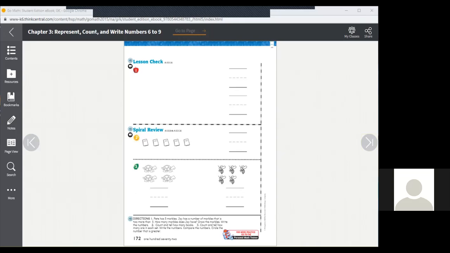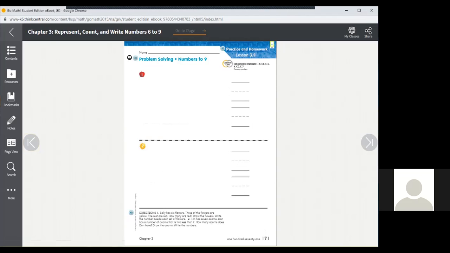And then you're going to circle the greater number. Remember, greater is bigger, less than is smaller. So you're going to circle the greater one. Okay. So that's for homework right there. Page 172 and 179, okay? And your parents can help you with that.